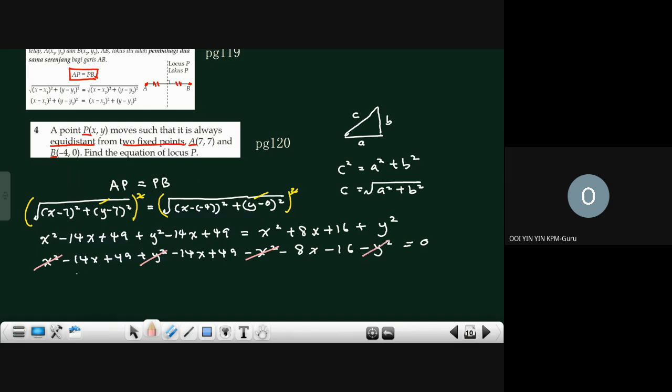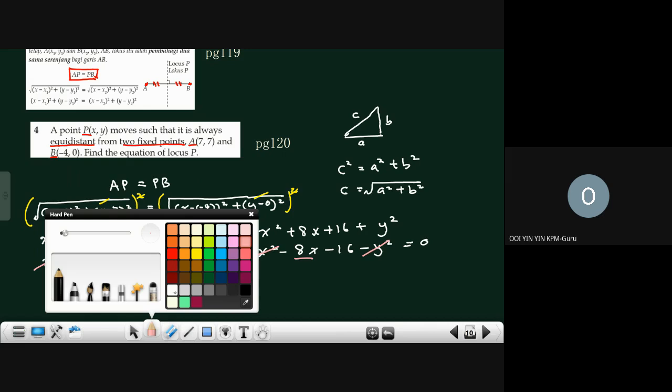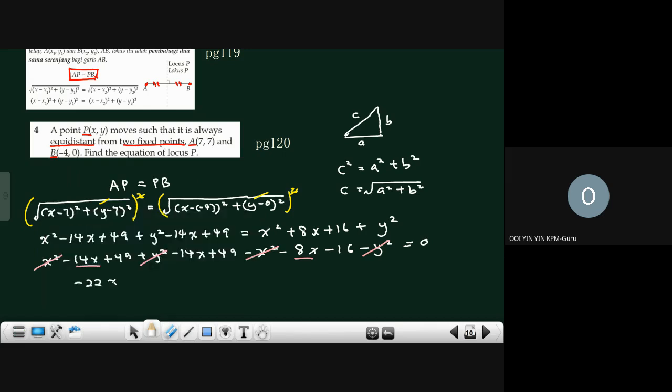Then what else can we cancel off? No more, right? Then your x terms, negative 14 and negative 8, become negative 22x. Sorry, this one is y, not x. So you get negative 14 and negative 8x, giving negative 22x. And how about your y? There is only one y, negative 14y. Lastly, your 49 plus 49 gives you 98.